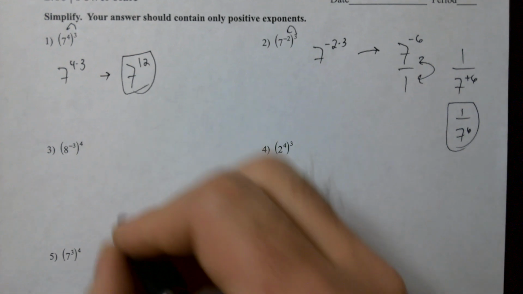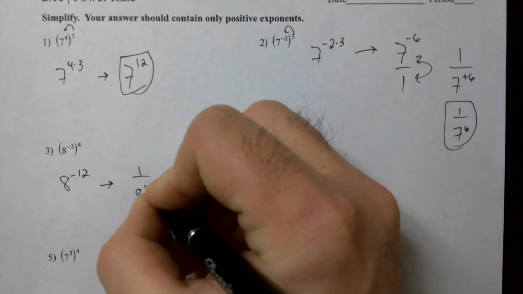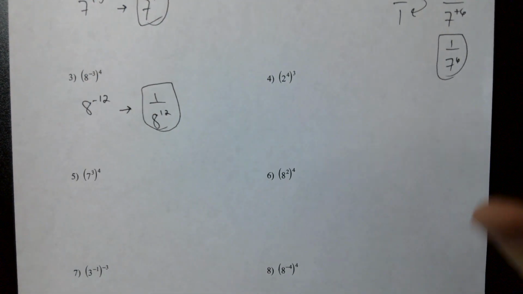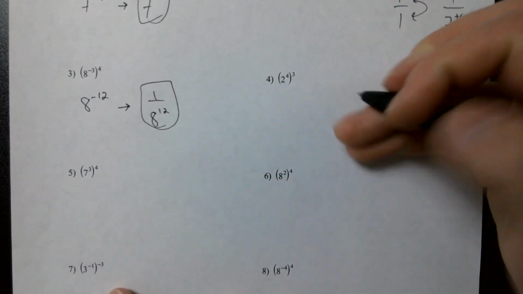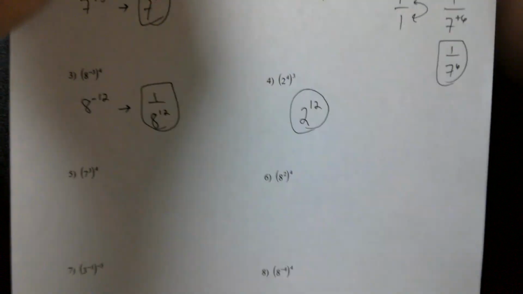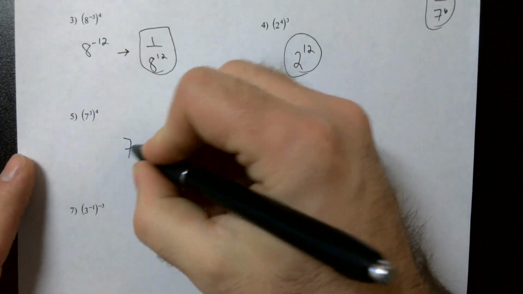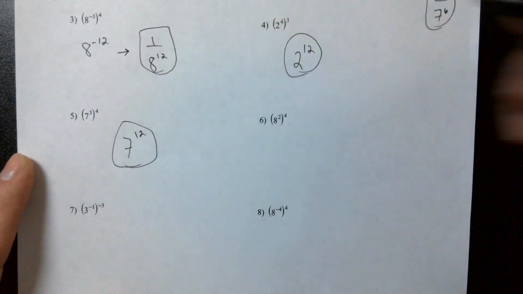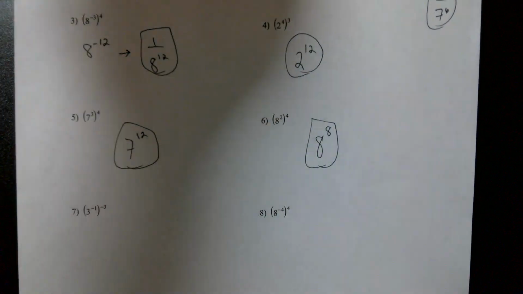Same thing in number 3. We get 8 to the negative 12th. That turns into 1 over 8 to the 12th. We're going to go kind of quick on this because I know you guys know how to multiply. We'll spend more time on 17. Number 4, nice and positive, we get 2 to the 12th. Number 5, we get 7 to the 12th. I didn't realize there were so many 12s here. 6, we get 8 to the 8th.